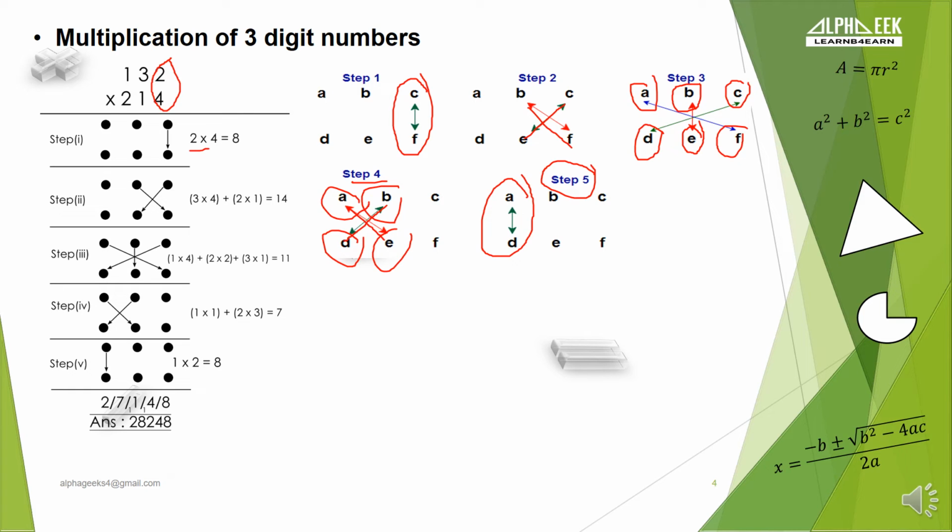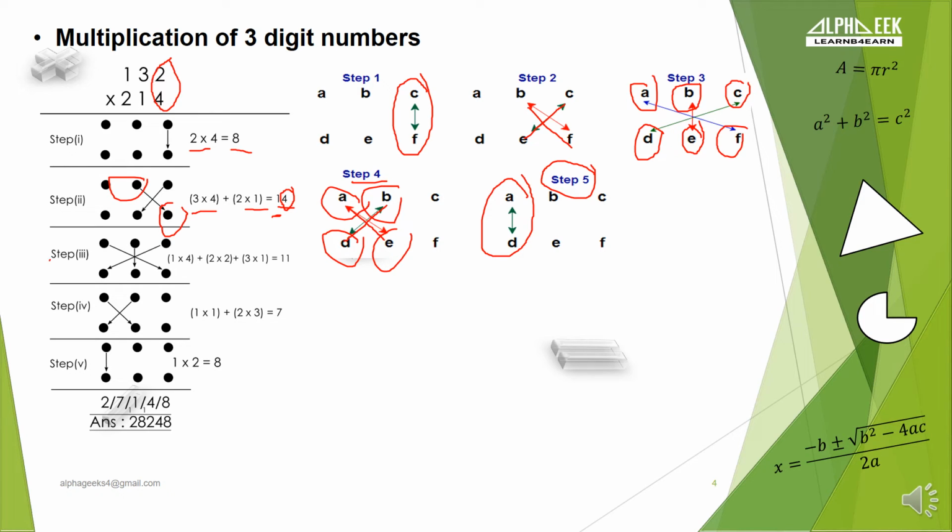The 4 into 2 will be 8. Correct. Next, the tens place and the units place will get multiplied in a cross fashion. So you will be getting 3 into 4 and 2 into 1, that equals 14. Correct. So you will note down this 4 and 1 will be carried forward. Correct. So now you are getting it.